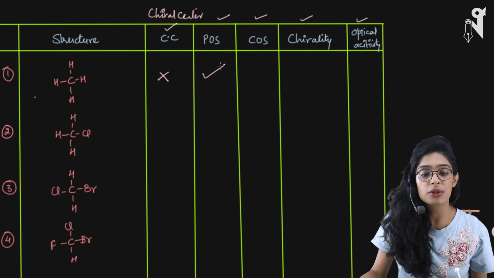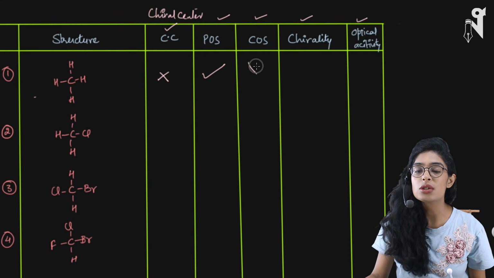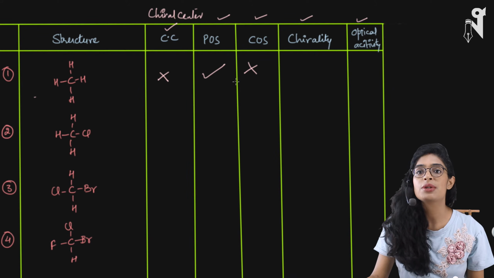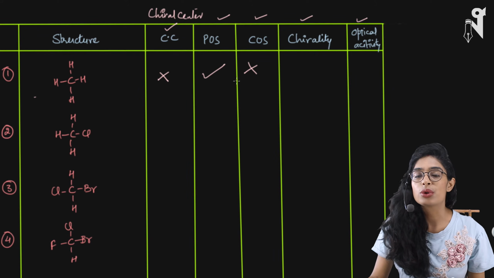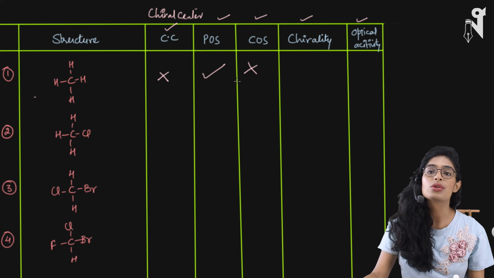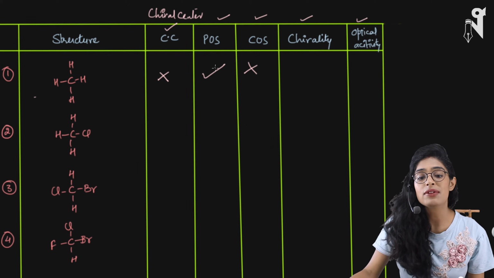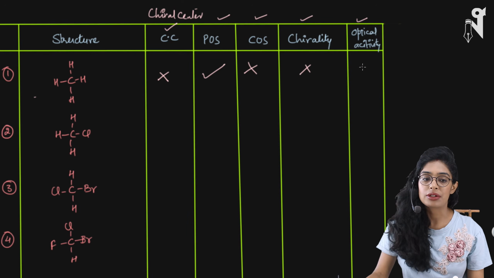Does this molecule possess chirality? No, it does not, because the condition for chirality is that in the molecule the POS and COS must both be absent to be chiral or to show optical activity. So even though there is no COS present, POS is still present, and hence it will not have chirality, and hence it will not show optical activity.